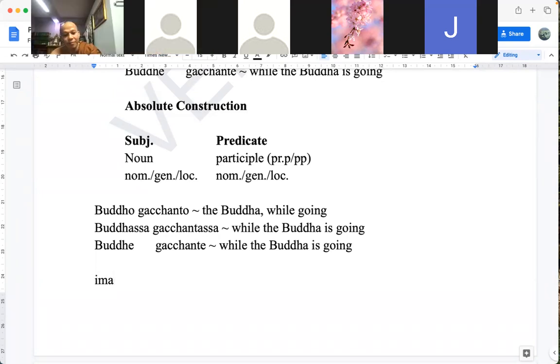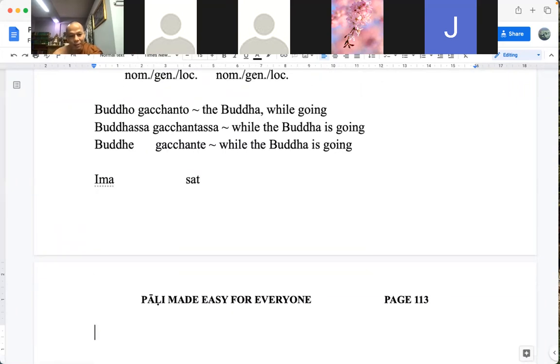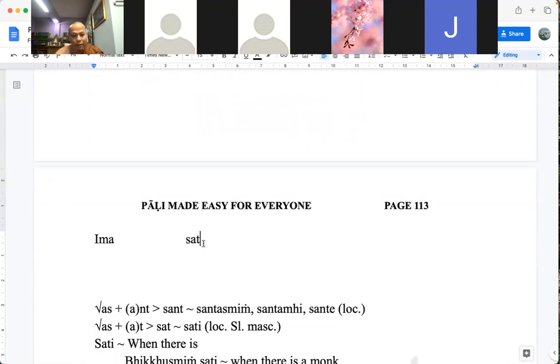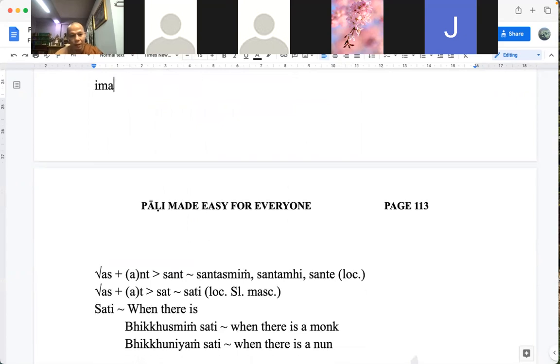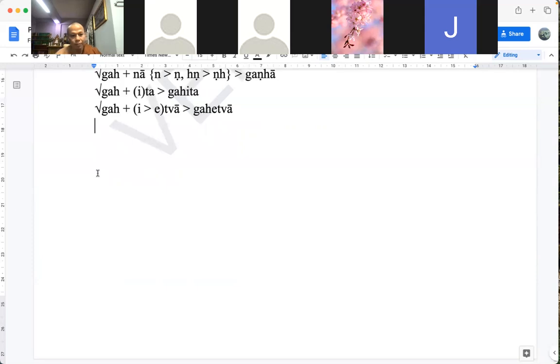So actually, imasmim and sati. Ima is the subject, and sat is the present participle. So ima would be locative case, imasmim, and sat would also be locative, sati. So imasmim sati, that is the dependent clause. And then idam hoti, that is the main clause. Oh, idam hoti is the main clause?